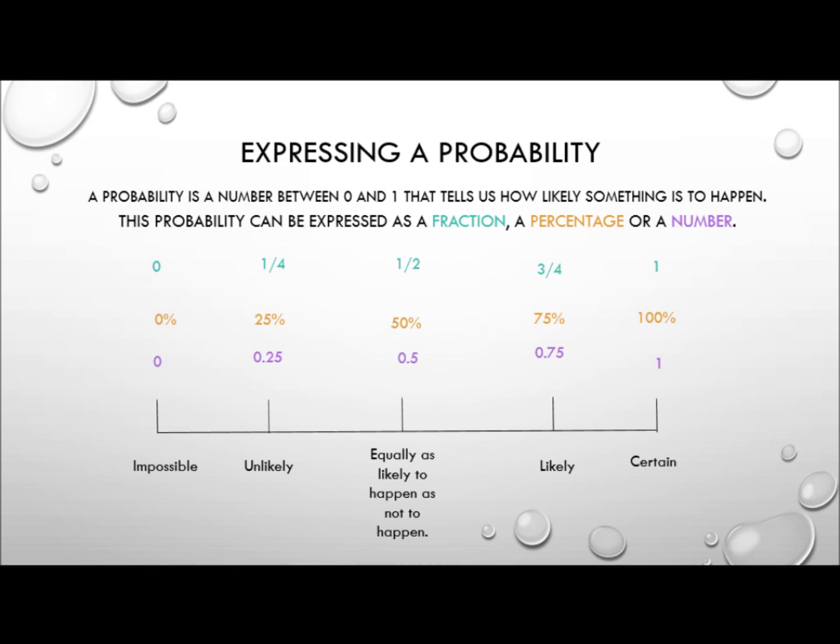So we could express something that's impossible as either 0 or 0%, or we could express something that's unlikely as a quarter or 25% or 0.25. If it's equally likely to happen as not happen, we could say the probability is a half or 50% or 0.5. If something's likely to happen, we could say the probability is 3/4 or 75% or 0.75. And if something's certain to happen, we could say the probability is 1 or 100%.